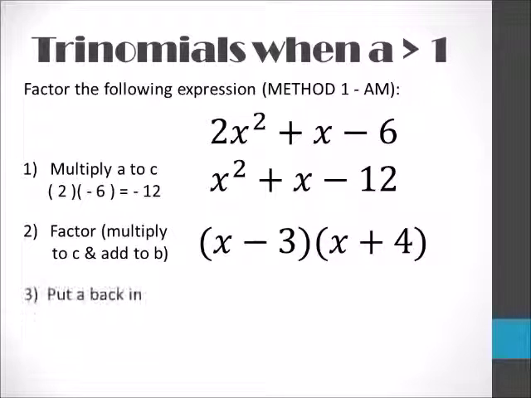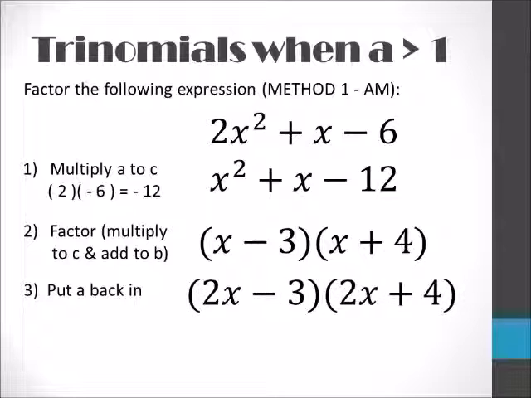The next step you're going to do is put a back into your expression. So now our new expression in factored form is 2x minus 3 times 2x plus 4.